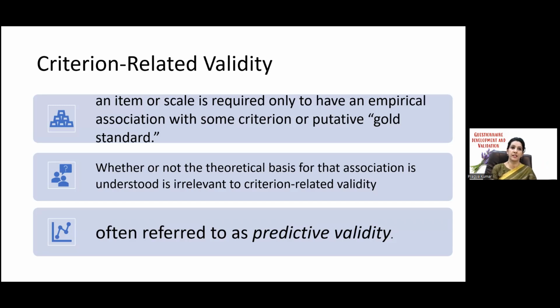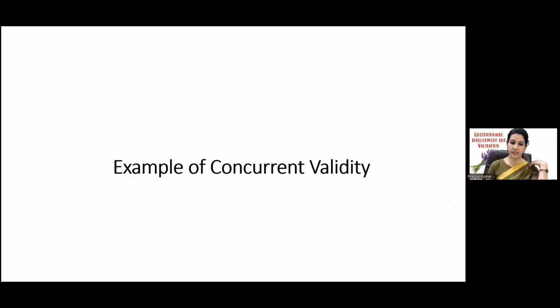Criterion validity basically takes a criterion into account. Our item or scale, we compare it with some gold standard, like we do for our testing. We do the predictive accuracy of a test when we plot ROC and when we do logistic regression. Here also we see the area under the curve with a gold standard. That is the criterion related validity, which is also known as the concurrent validity, and it is also known as the predictive validity.